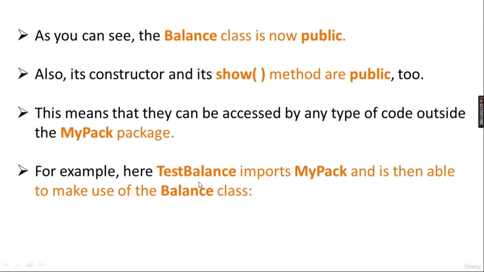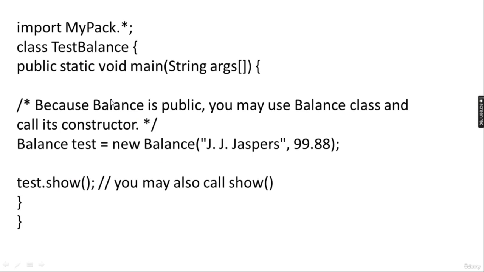For example, here TestBalance imports mypack and is then able to make use of the Balance class. TestBalance is a non-public class with default access. Because Balance is public, you may use the Balance class and call its constructor. Balance test is equal to new Balance. Here you are importing mypack.*. All classes in mypack are imported, and since we have declared the Balance class as public, it can be used here to create the object of the Balance class.